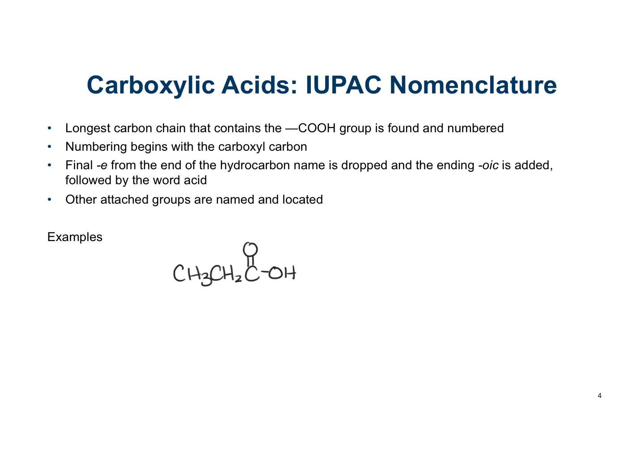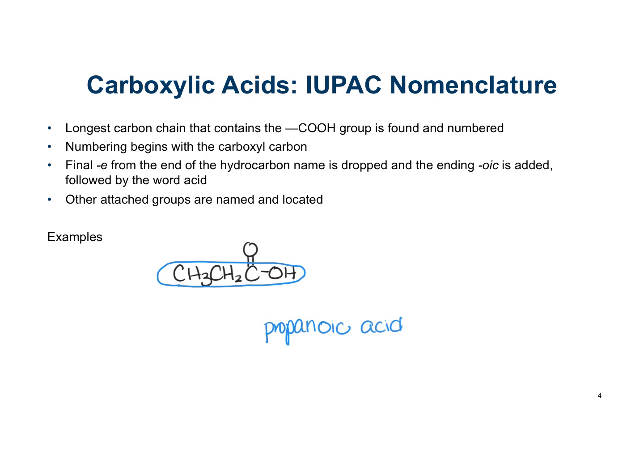Okay, so when we look at this guy, this is our longest carbon chain that contains the carboxylic acid, and it has 3 carbons. Because it has 3 carbons, we're going to use the parent hydrocarbon name of propane. We are going to drop the -ane of the hydrocarbon and add -oic acid. So that's -oic acid. So this is propanoic acid.